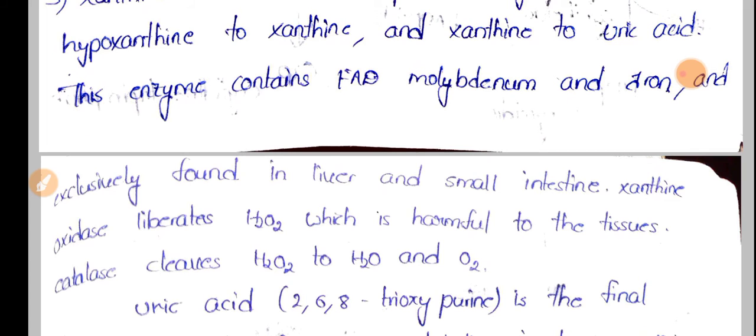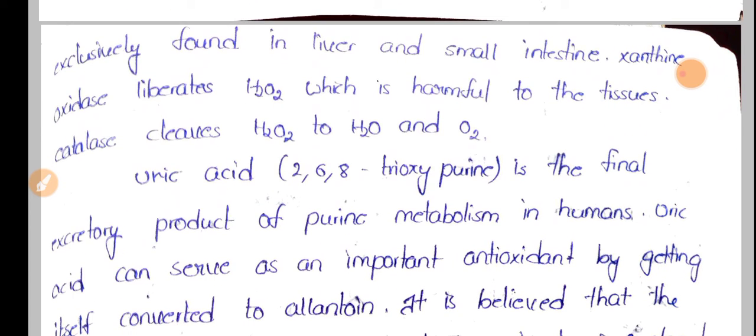Okay, so here xanthine oxidase liberates H2O2, hydrogen peroxide, which is harmful to the tissues. So catalase cleaves H2O2 into H2O and O2. So during this reaction, hydrogen peroxide, that is H2O2, is released. As this hydrogen peroxide is dangerous to human tissues, it is cleaved into a water molecule and an oxygen molecule.